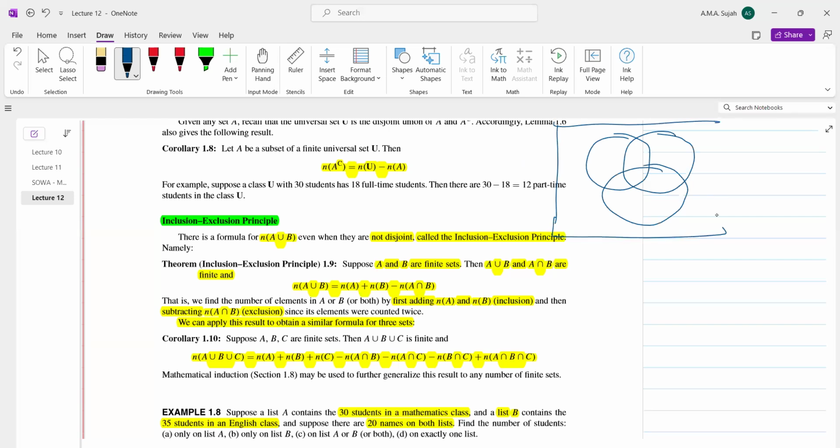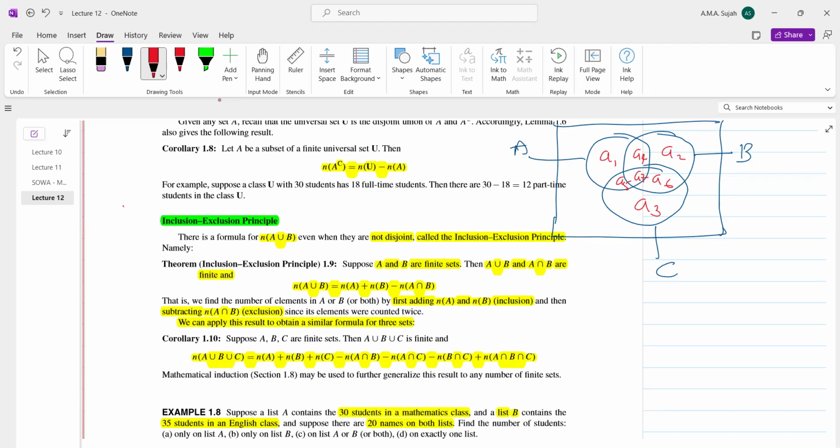Okay, I will explain a different way, then you can understand, right? So this is A, this is B, this is C. Then I am giving letters for each area. This is A1, this is A2, this is A3, this is A4, this is A5, this is A6, this is A7, right?